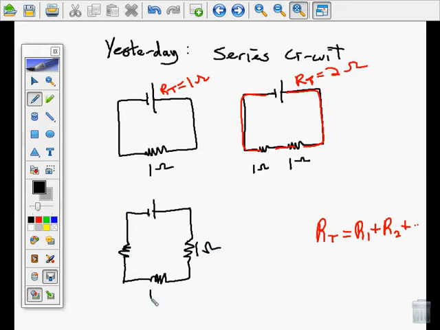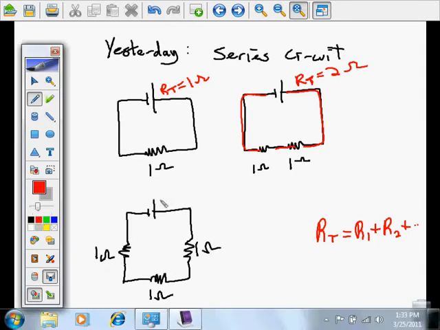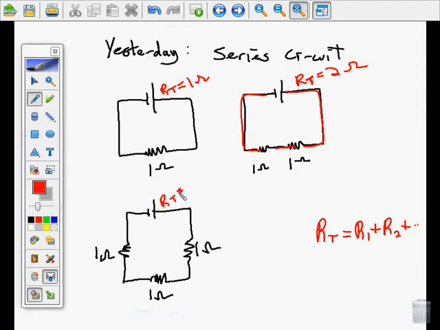One ohm, 1 ohm, 1 ohm. Now what would the total resistance be? 3 ohms.